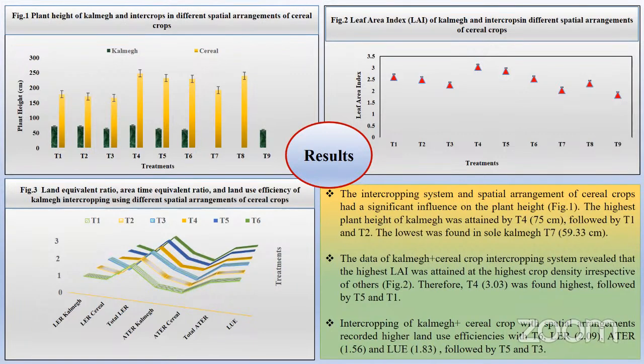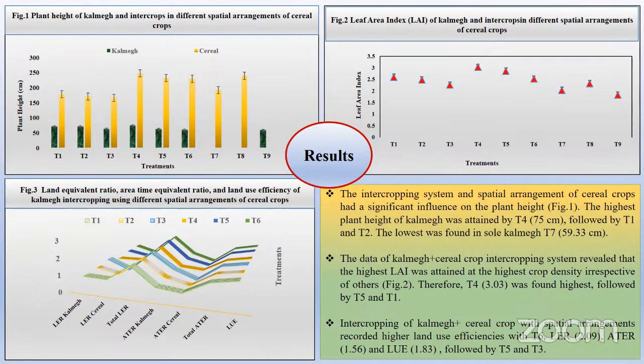Next, intercropping of Kalmegh plus cereal crop with spatial arrangement recorded higher land use efficiencies, with treatment T6. Land equivalent ratio was recorded 2.09, area time equivalent ratio was recorded 1.56, and land use efficiency was recorded 1.83, followed by treatments T5 and T3, which is depicted in figure number 3.